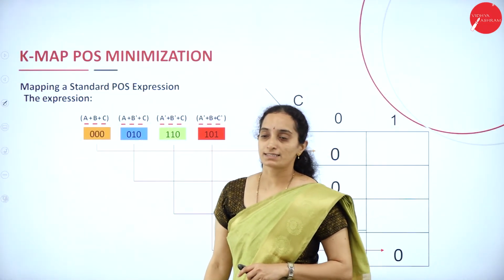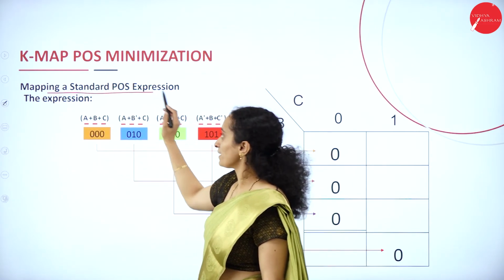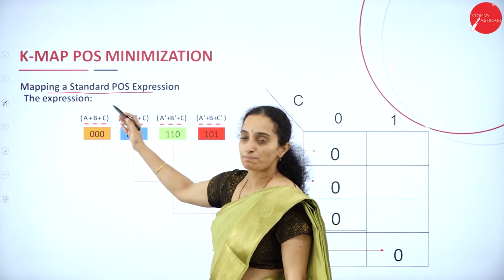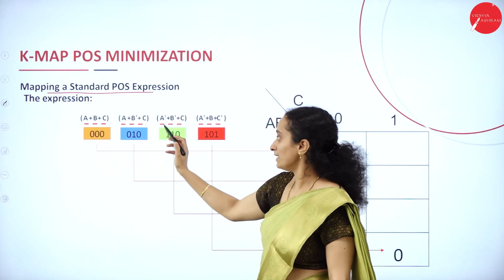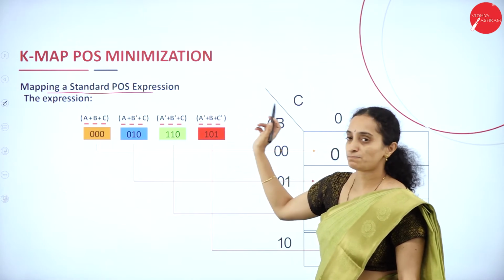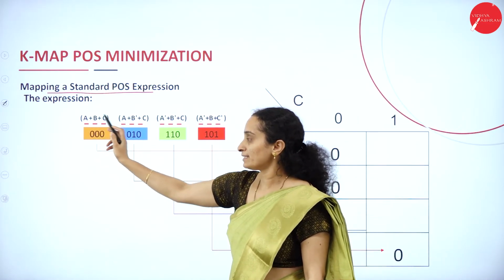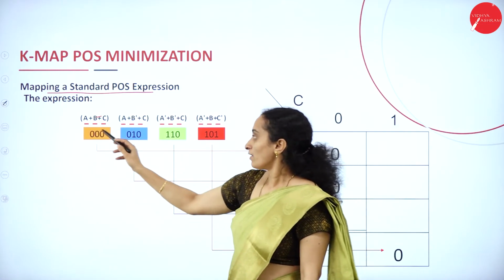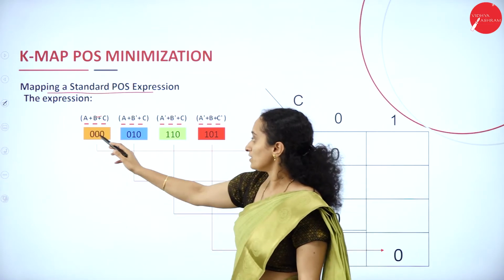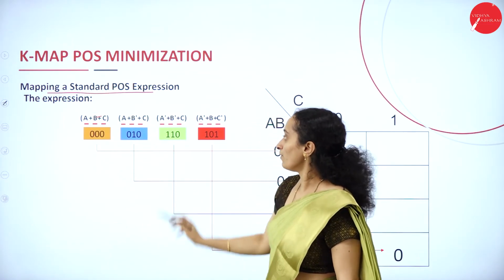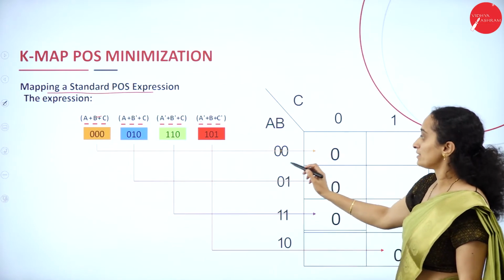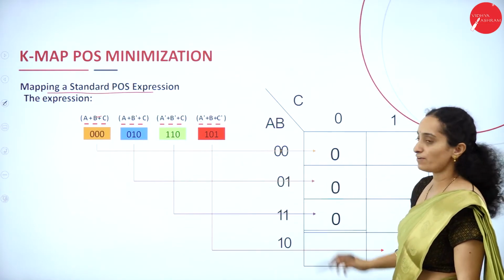Okay. Here we have an example map, mapping a standard POS expression. We have this expression: A plus B plus C into A plus B dash plus C into A dash plus B dash plus C into A dash plus B plus C dash. So you can represent these values. As you know, non-complement form, that is 0, is used for normal condition, isn't it? 0, 0, 0; 0, 1, 0; 1, 1, 0; and 1, 0, 1. So you can use these values. 0, 0, 0 will be filled with 0.